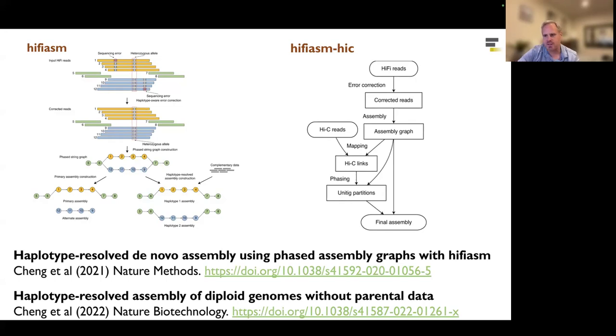But the gold standard for this assignment is often trio data, where you do some sequencing from the parents. It could just be shotgun Illumina data from the parents. That's often sufficiently powerful to find k-mers as markers that are unique to the maternal and paternal chromosomes. So we're getting excellent assemblies. I highly recommend HiFiasm with HiFi data in order to get excellent genome assemblies out of the assembler.